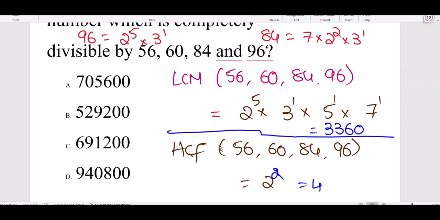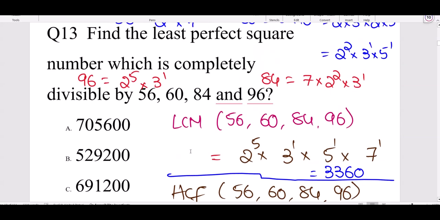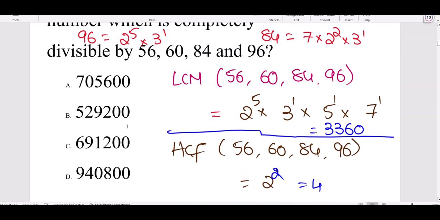Now, your answer should be a multiple of this. Sir, why not 3360? If the question were the least number which is divisible by, your answer would be 3360. But what is the question? They added an extra condition: the least perfect square number which is divisible by these. So this should be a perfect square which is divisible by all of these, right?